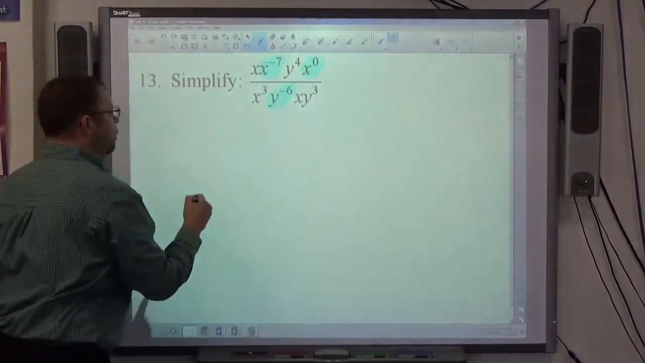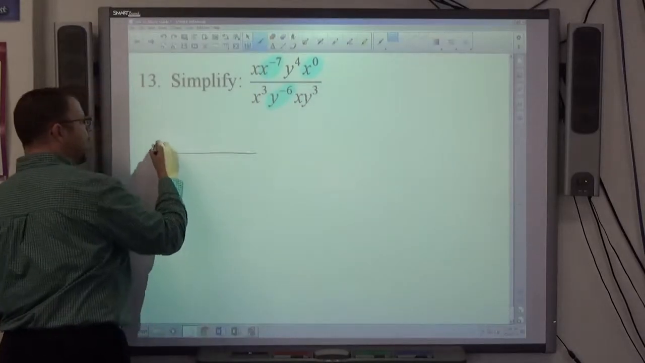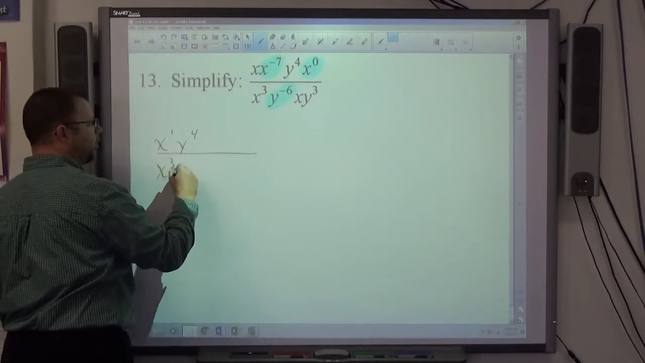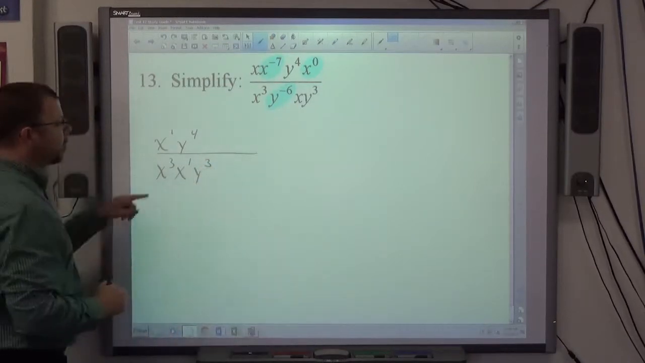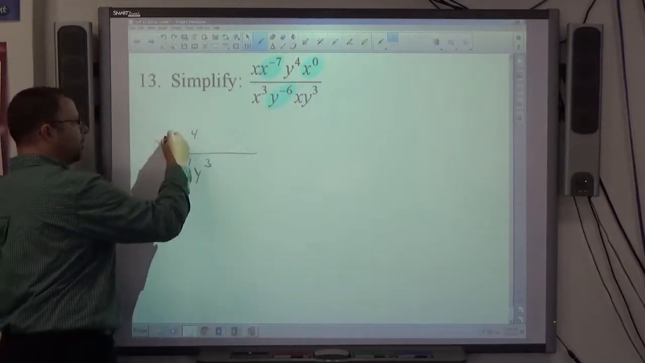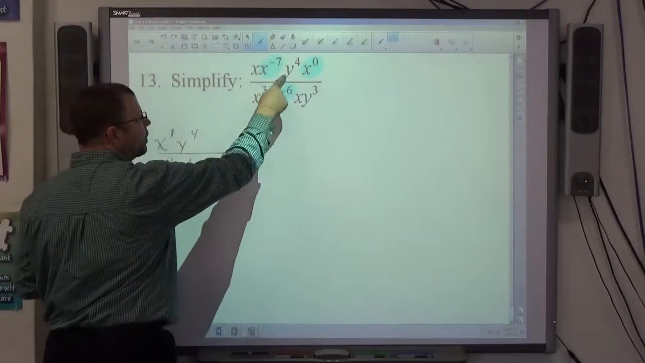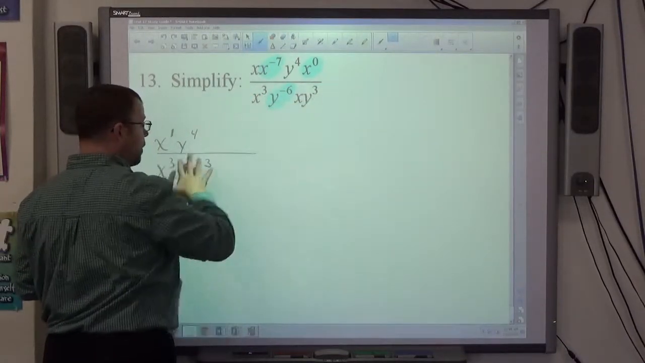So what I would do, my first step, I'd rewrite x to the first and y to the fourth on top, rewrite x cubed, x to the first, and y cubed on the bottom. Notice I put first powers there just to remind myself there's powers there. Sometimes we forget. So this, and this all stay where they were.